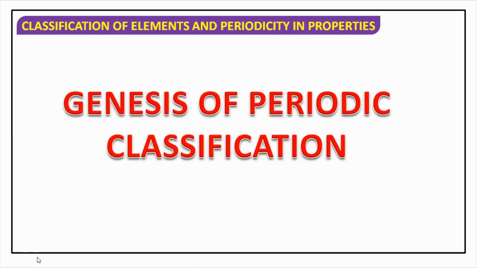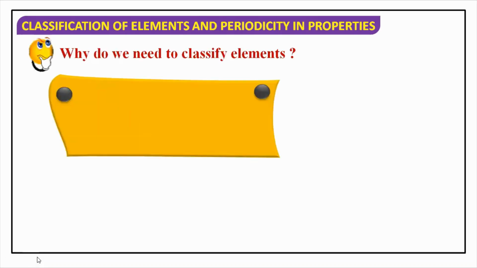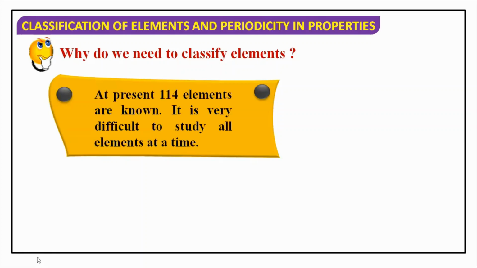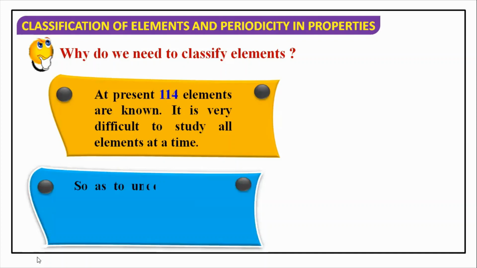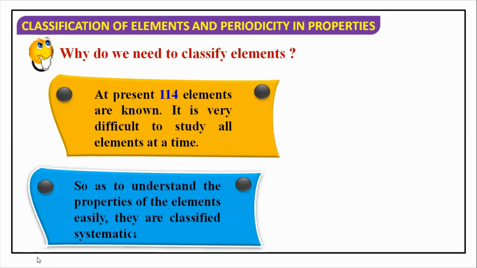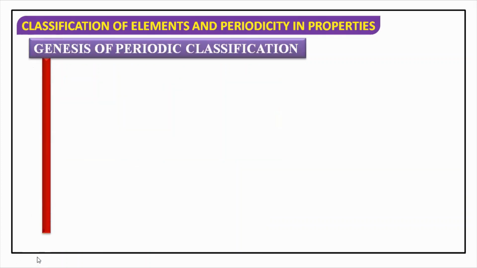So let us start with the genesis of periodic classification. Why do we need to classify elements? What is the need? What is the purpose of classifying the elements? At present, 114 elements are known, and it is very difficult to study all the elements at the same time. You cannot study so many elements together; confusions arise or things are not understood. So to understand the properties of the elements easily, we should classify them systematically.